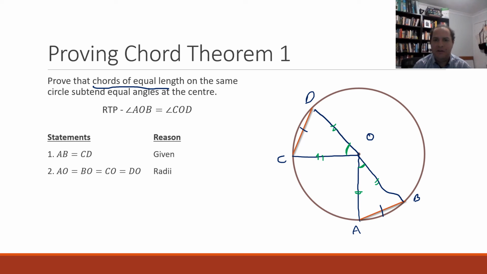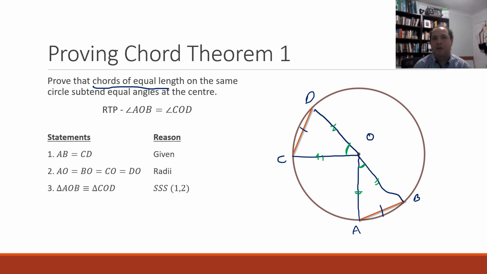Looking at those triangles AOB and COD, we can now confidently say that they are congruent because we have three equal sides, shown in step 1 and step 2. So triangle AOB is congruent to triangle COD.